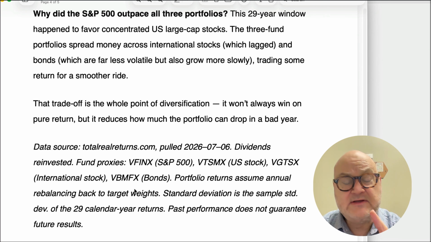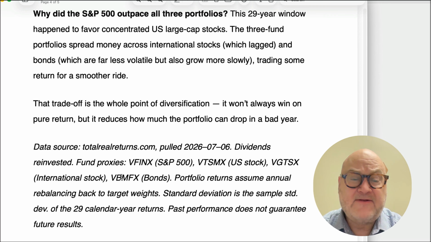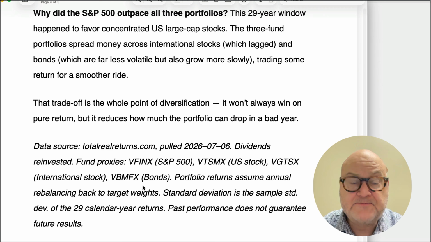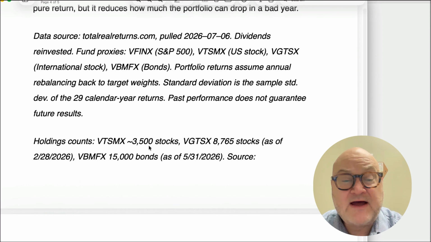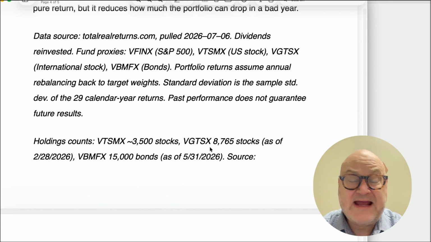So just to be clear, this was using the Vanguard index funds that are mutual funds, used for the S&P 500, the U.S. stock return, the international stock return, and the bond return. So these are actual returns from actual investments over the last 29 years. Now, remember, we've got 3,500 stocks in the U.S. stock universe, 8,700 in international, and about 15,000 bonds in the U.S.